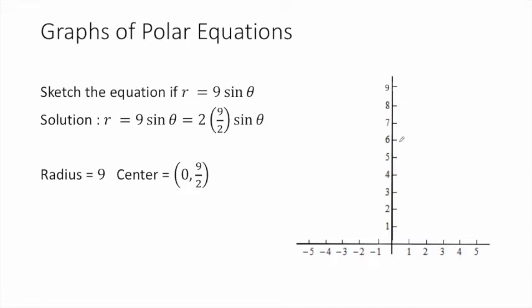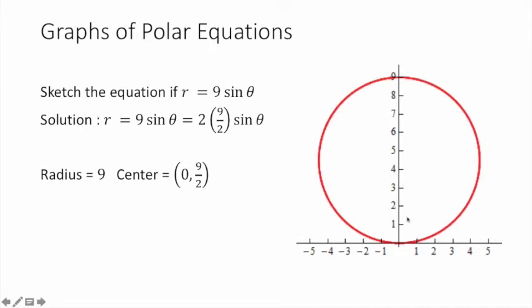Okay, here I have my Cartesian diagram, and the radius is R. We can put a point here, and the center is 9 divided by 2, so it is 4.5 here. If we make a circle, the graph will be like this.